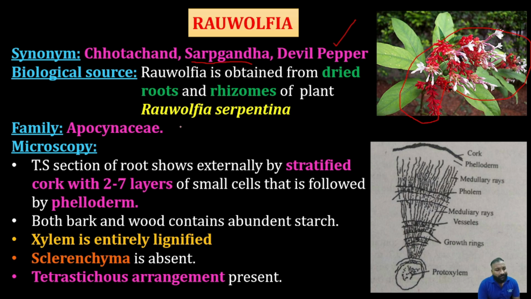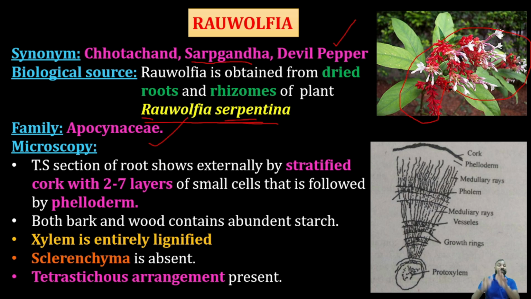So it will be obtained from Rauwolfia serpentina. There is an interesting fact: the chief constituent here is reserpine. Okay, from this reserpine, and other drugs like serpentine are also there. We'll see the rest of the things. Coming to the family, it is Apocynaceae. And coming to the microscopy.